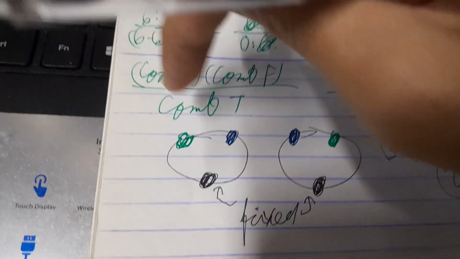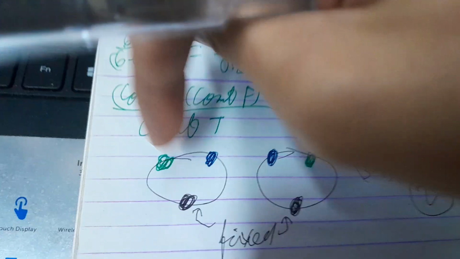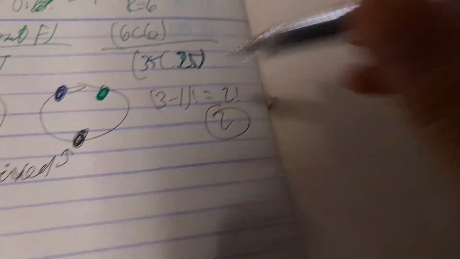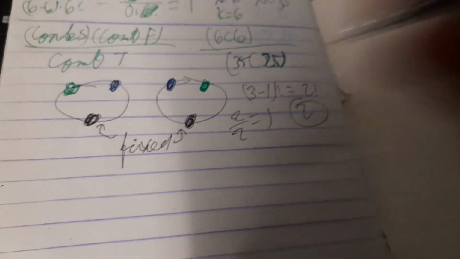Then you flip it, this blue here will jump to the other side. And this green here will jump to the other side too. So therefore, that's already considered 1, so we need to divide that by 2. That's one way. That's why in circular permutations involving a necklace, this is a note that you must remember.